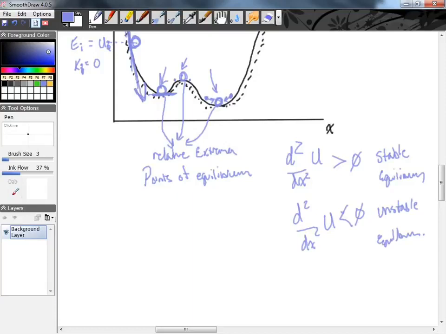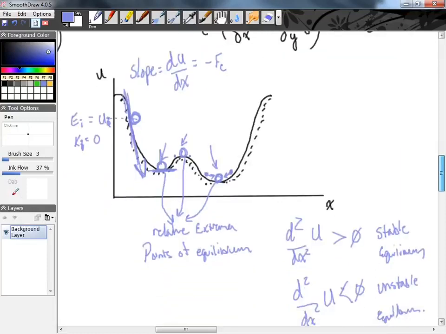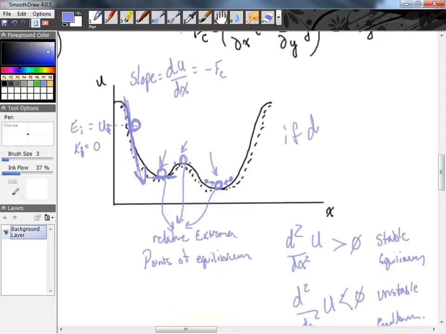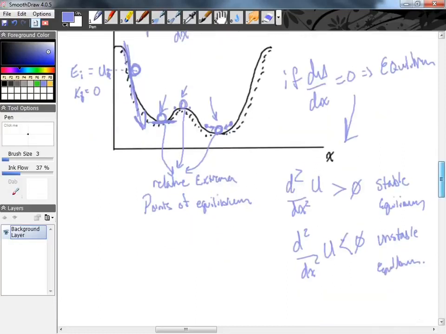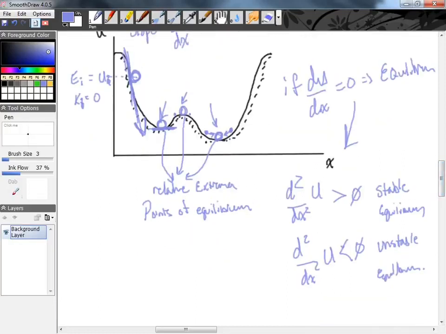All right, one more time. If du/dx equals 0, then we have an equilibrium. If our first derivative equals 0, then we have an equilibrium. If the second derivative is concave up, then it is stable. If it is concave down, it is unstable. And that, my friends, is the end of today's lecture.